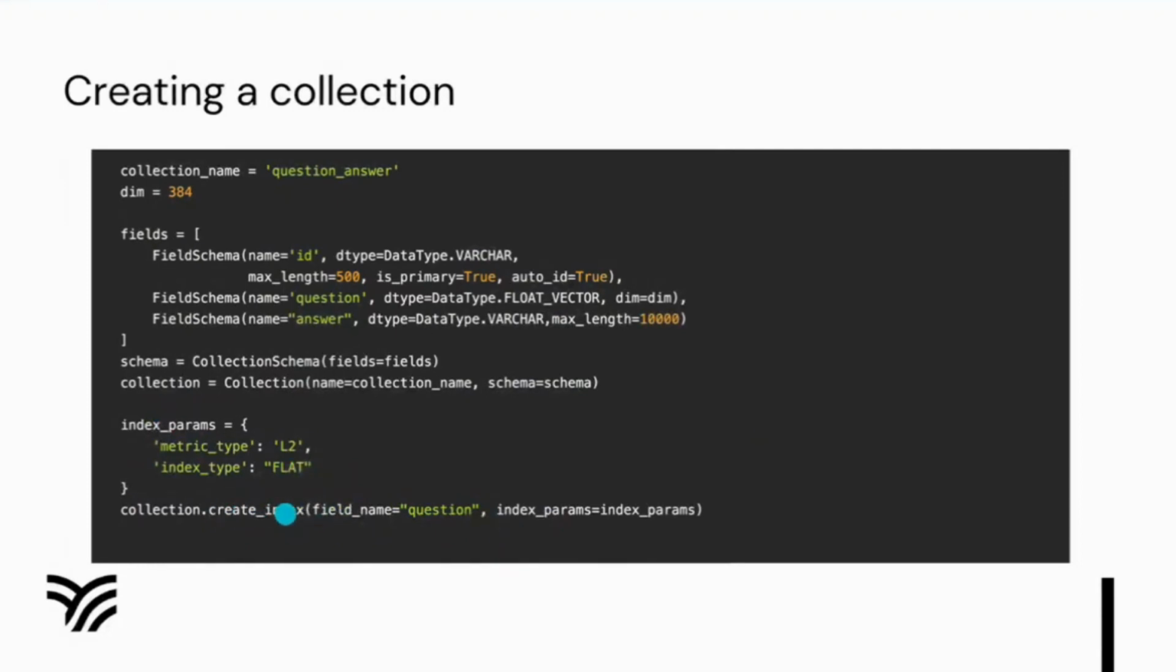So create index is a function that takes two parameters. One is the field name, the field where vector data is stored, and the other is the index param. Inside the index param, we have a dictionary that has two keys. One is the metric type, and another is the index type, right? The index type is flat, right? So you can think of index, right?